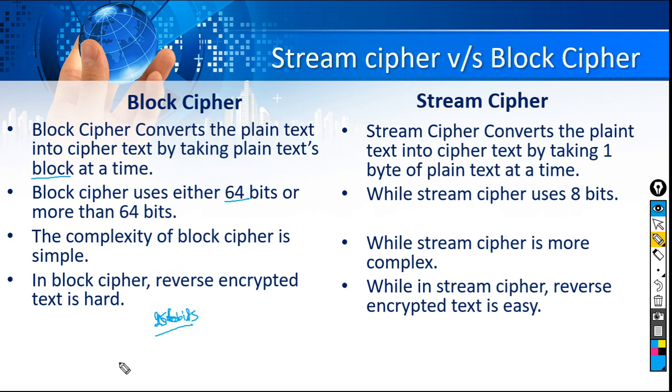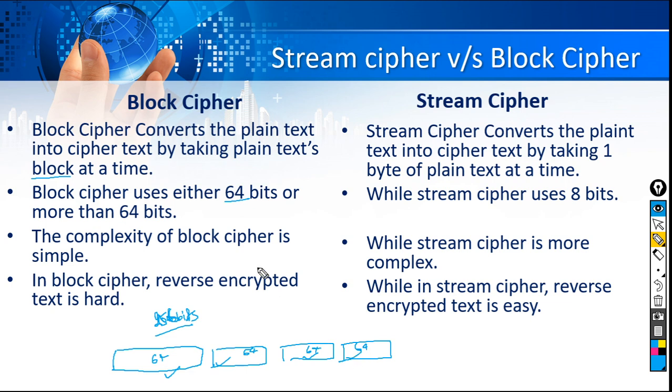If you are using, for example, the DES algorithm, it will be divided into blocks of 64-bit, then 64-bit, then 64-bit, and then 64-bit. So there will be 4 blocks to reach 256 bits. And then the encryption process will be applied on each block.